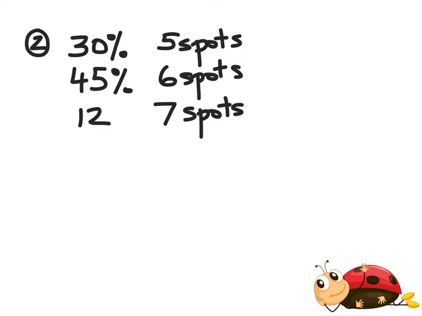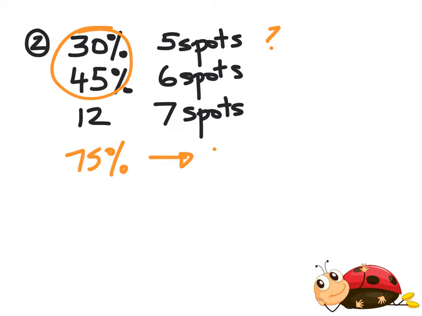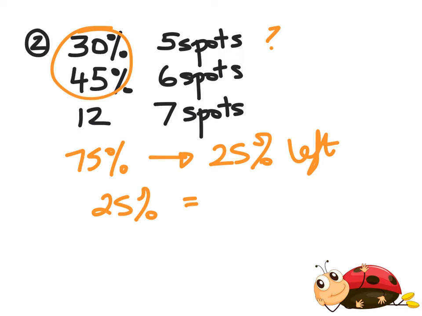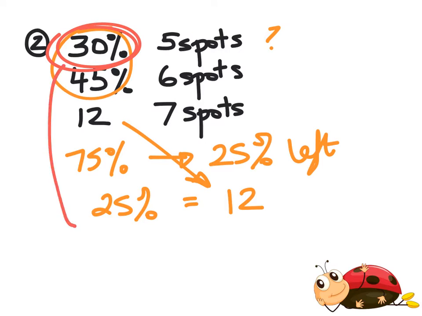Question 2. I've made 30% have 5 spots, 45% have 6, and I know that 12 have 7. And the question is, how many ladybirds have 5 spots? So together the 30 and the 45 make 75% of the ladybirds. Therefore, that means there must be 25% left. So if 25% is the same as 12 ladybirds, then I need to work out how many is equal to 30%.